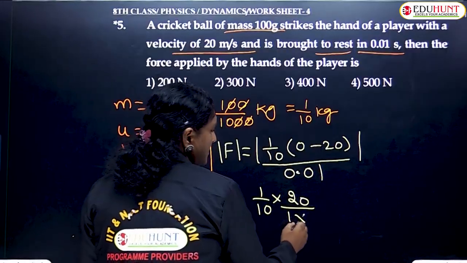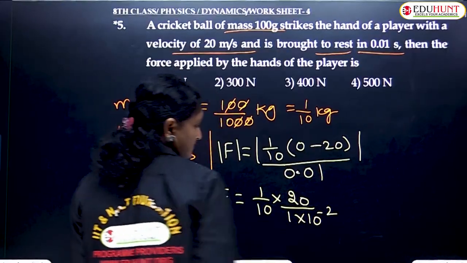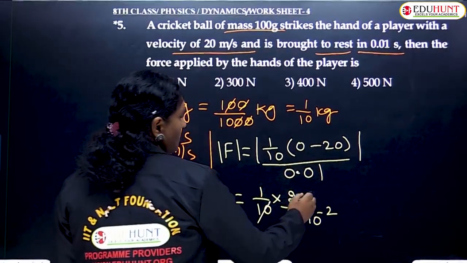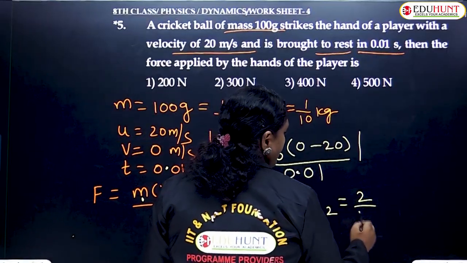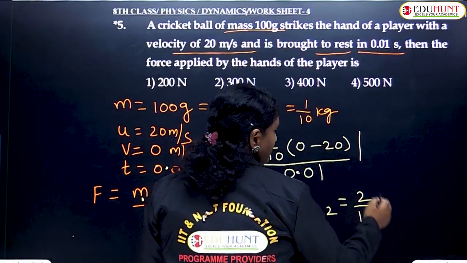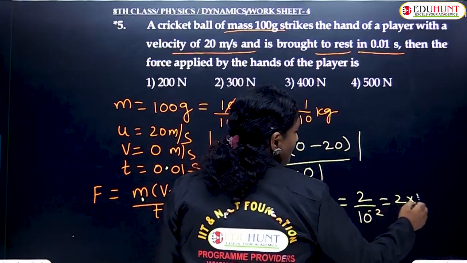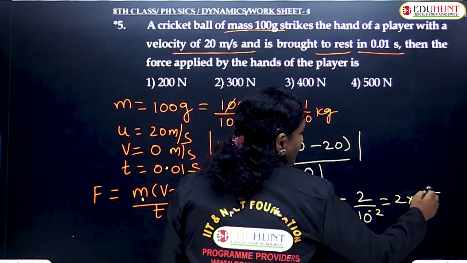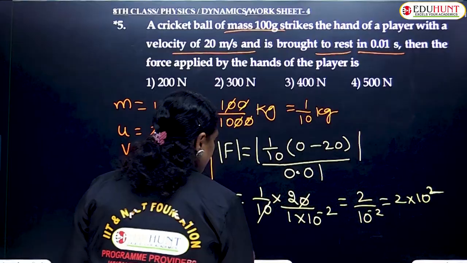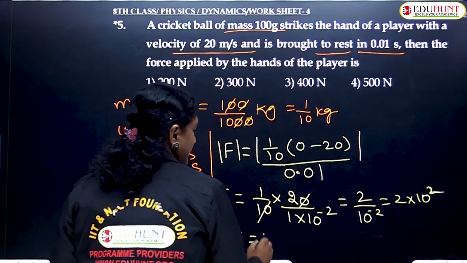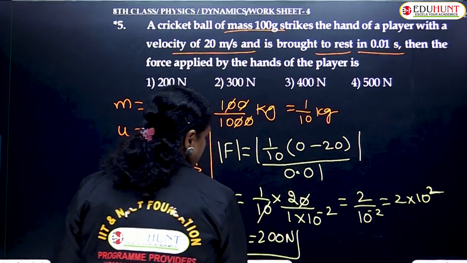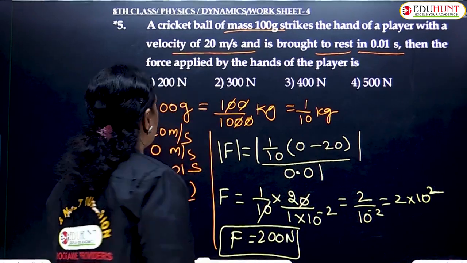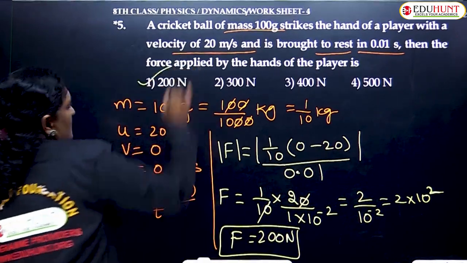0.01 can be written as 1 into 10 power minus 2. This 0 and this 0 get cancelled. This is equal to 2 upon 10 power minus 2. This will go up, meaning 2 into 10 square. What is 10 square, children? 100. Therefore, F is equal to 2 into 100, which is 200 Newton. So, what is the value of force? F is equal to 200 Newton. This is the first case.